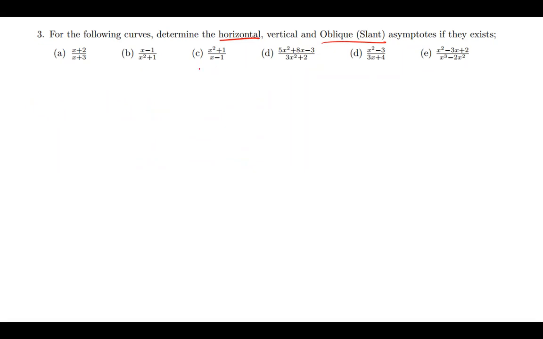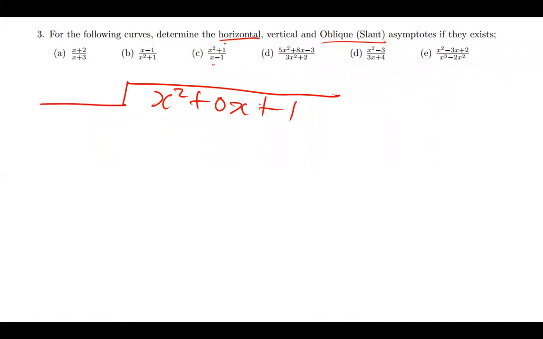So how do we find that? We simply just divide this into that. What do we use to divide? Long division. So we use long division. We have x squared plus 0x plus 1. Then this side we put the denominator, which is x minus 1.